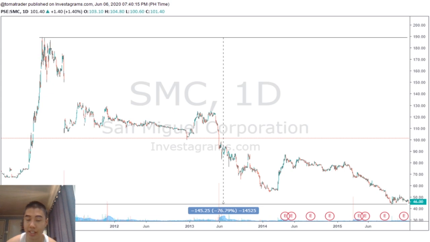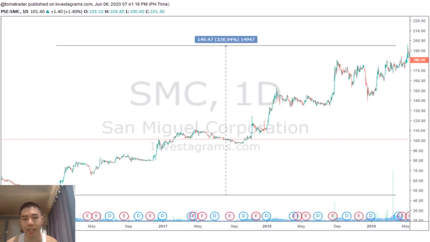Di ka pa kumikita niyan. Di ba long term? 6, 5, 6, 7 years? Then look. Guys, note sa lower right. Yan yung bottom na. Yan yung continuation niyan. And then, from 2016 to 2019, San Miguel went up 328%.